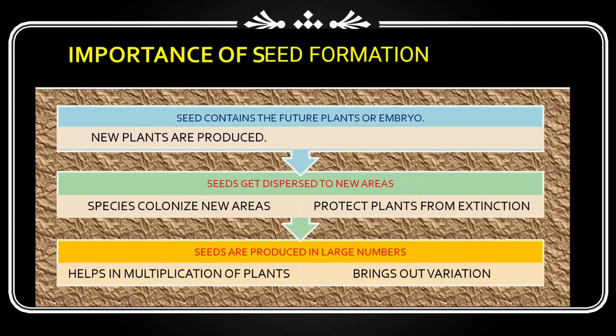Now about importance of seed formation. There are 3 points coming under seed formation. Seed contains the future plants of embryo. What is the importance of that? New plants are produced. Second importance, seeds get dispersed to new areas. There are 2 main important points coming under this. Species can colonize new areas and this helps to protect plants from extinction. Third importance of seed formation is seeds are produced in large number, and this helps in multiplication of plants, and also it helps to bring out variation.